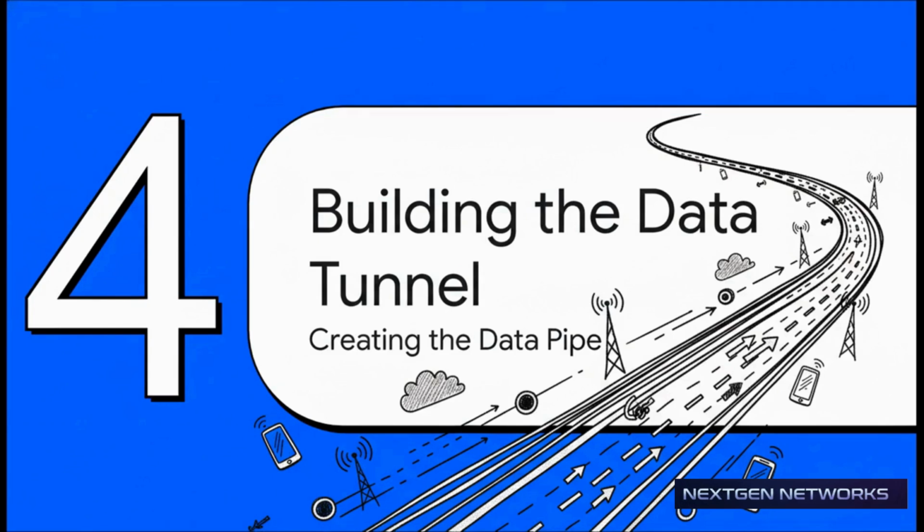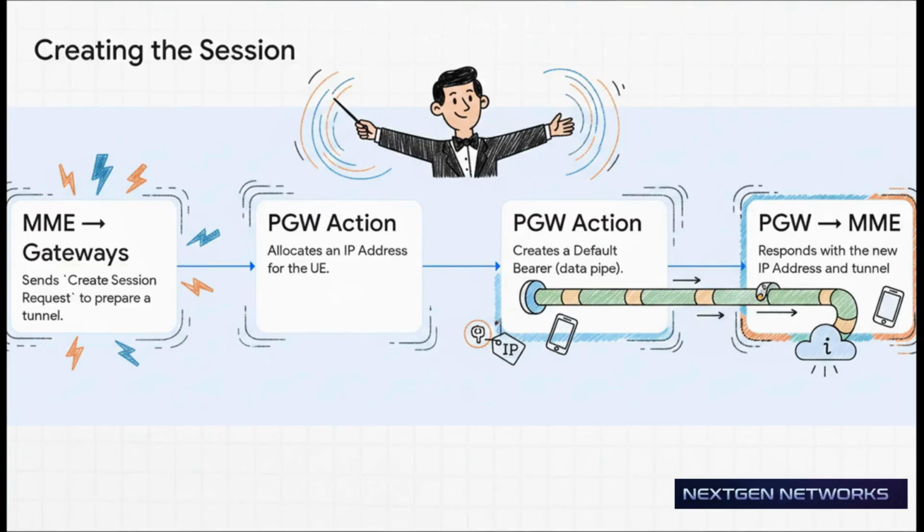All right, now this next part is where that always-on idea we talked about really shines. The network doesn't just sit around waiting for you to open an app or a browser. Nope, it gets to work proactively building a dedicated data highway just for your phone. You can really think of the MME as an orchestra conductor right here. It sends out a create session request to the gateways, telling them to set up a data tunnel, or what's technically called a bearer. The PGW gets the signal and starts building this data pipe.